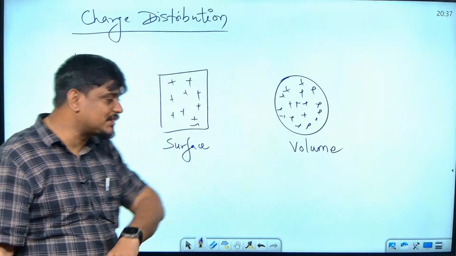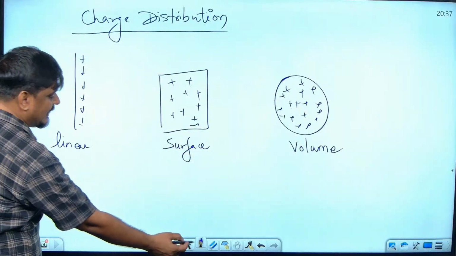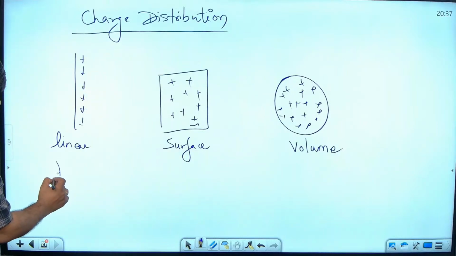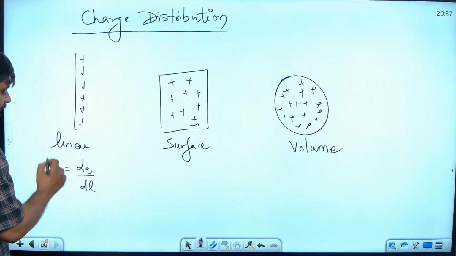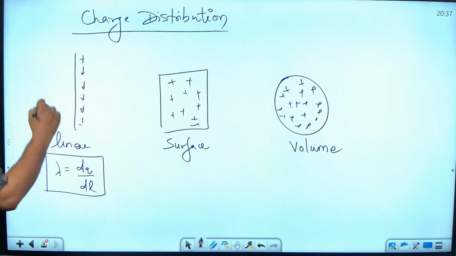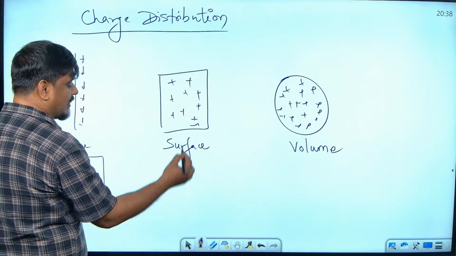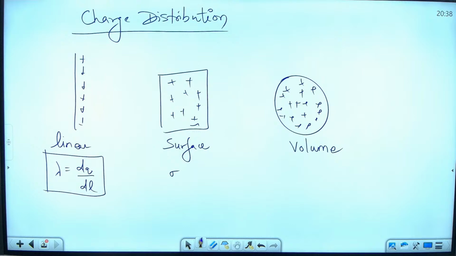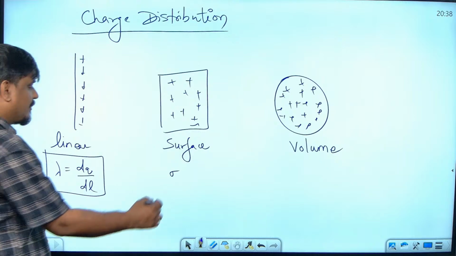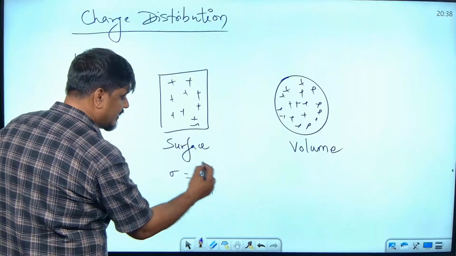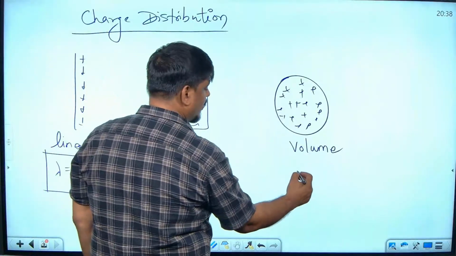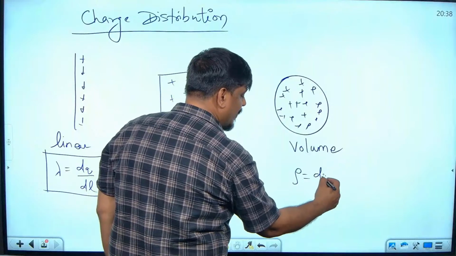And as you are understanding, linear means it will be lambda. Lambda will become equal to dq by dl, that is charge per unit length. Why am I writing dq by dl? Because sometimes you have to use logic of integration for solving the question. And this is given by sigma. Sigma is called as surface charge density, which will become equal to dq by dA, area, isn't it? And this is volume, rho, which is dq by dV.